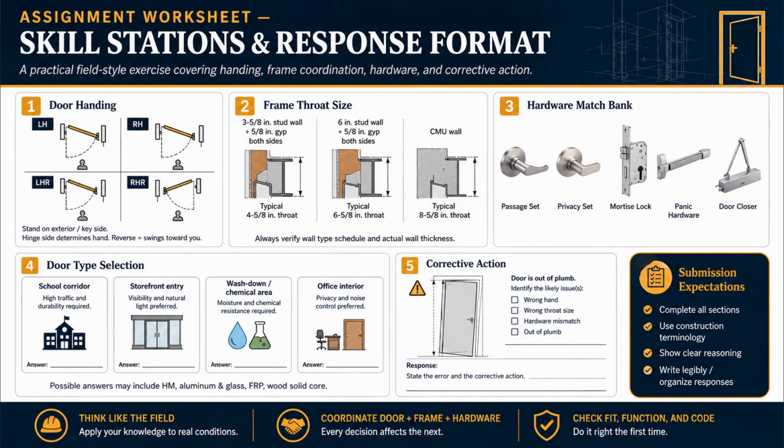Station 4. Door type selection. For a school corridor, a storefront entry, a washdown or chemical area, and an office interior, pick the right door type. Your answers may include hollow metal, aluminum and glass, FRP, and wood solid core. Station 5. Corrective action. A door is out of plumb. Identify the likely issue from wrong hand, wrong throat size, hardware mismatch, or out of plumb, and state the error and the corrective action.